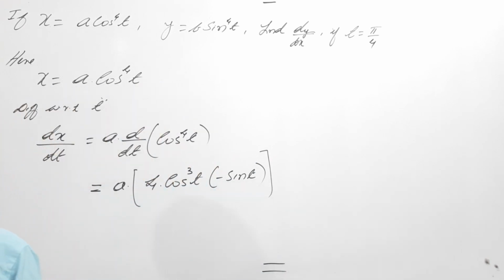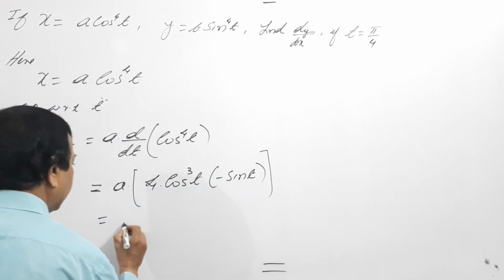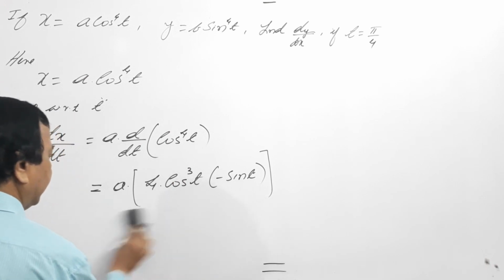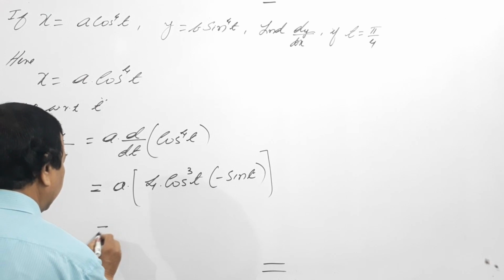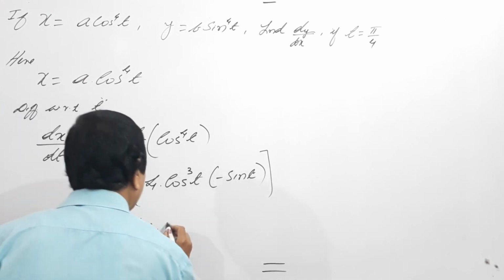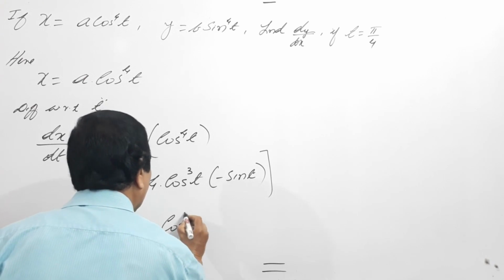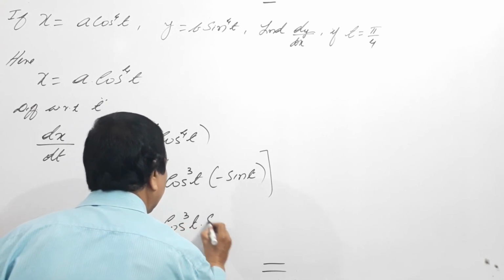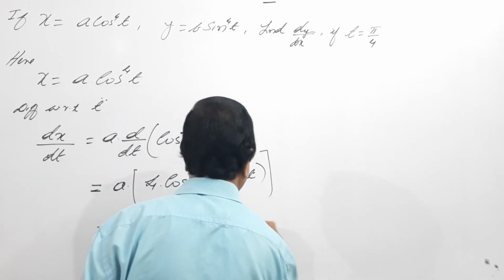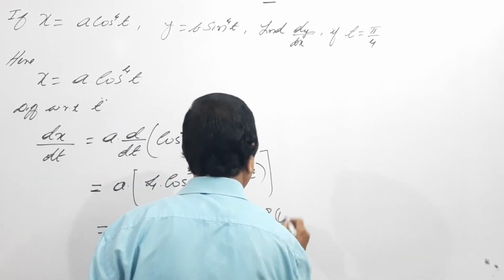So what happens to this? This becomes 4a, I'll take the minus value outside, we have a minus sign there, this equals minus 4a into cos cube t into sin t. I call this equation 1.